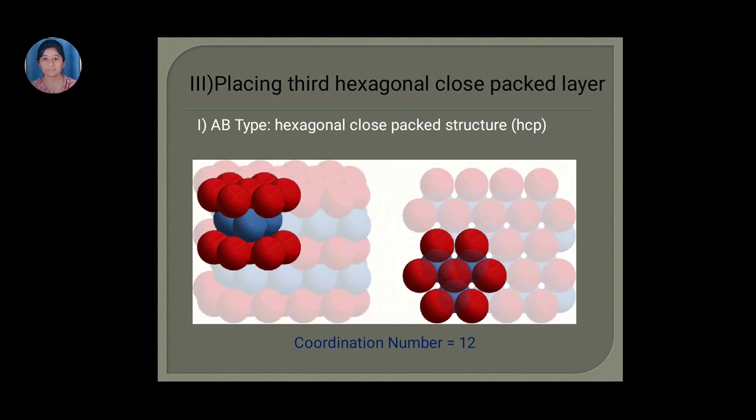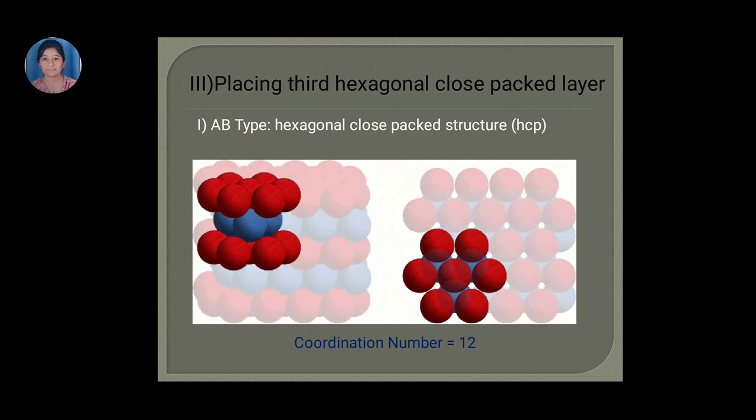Now here if AB type is present, I have told you earlier, AB type means two kinds of layers: the first layer and the second layer are different, and the third layer will be same as the first layer. Here we can see the first layer, the third layer and the fifth layer, so the alternate layers are same, and the second and fourth layers are same. The alternate layers are same, not all. That is the reason this is AB type of arrangement.